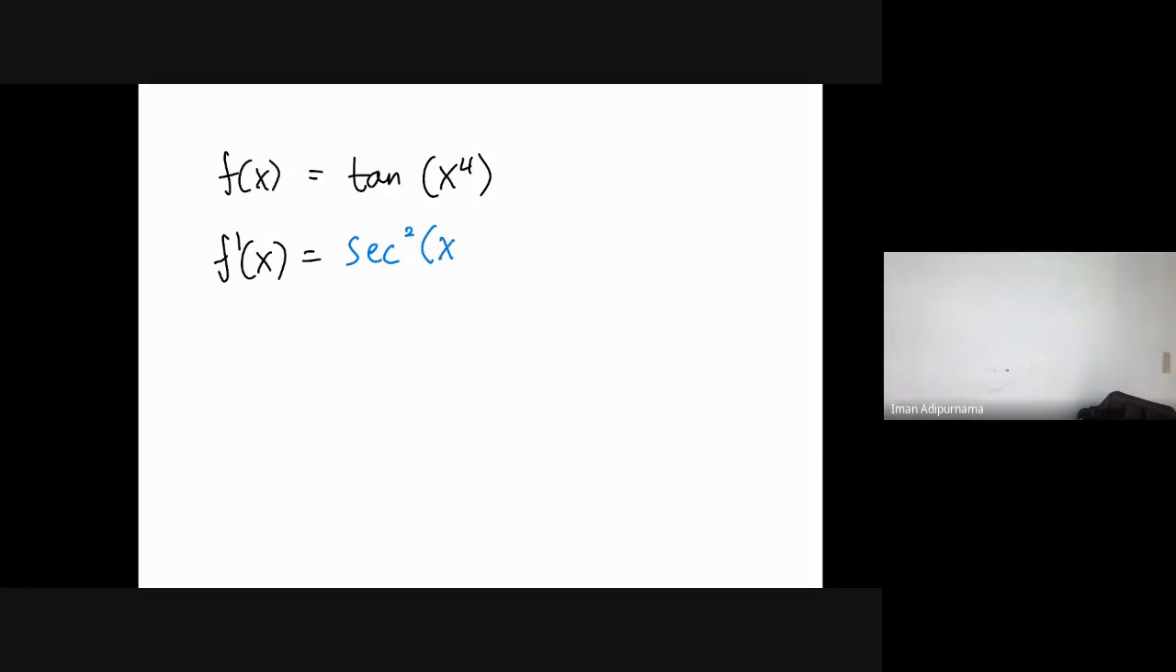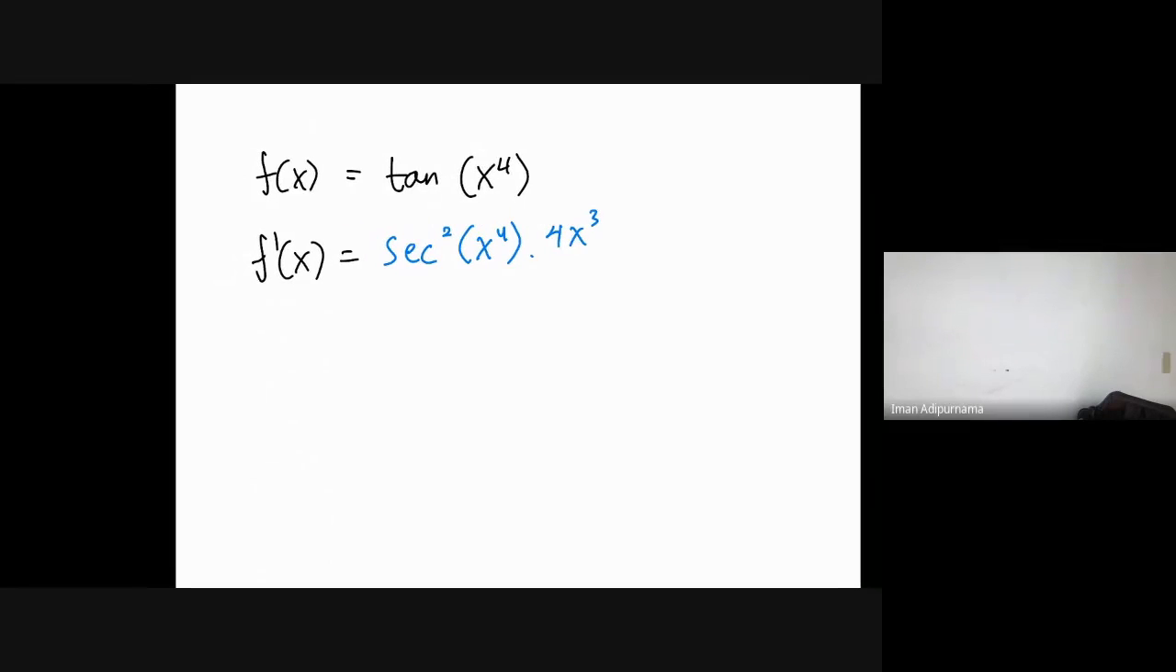Secant squared of x to the 4th, and then you multiply with the chain rule for x cubed. Okay. Now you get this idea. You have functions, you have derivatives. Okay. Let's reverse this to the original function. So to reverse, we are saying antiderivative, or we can just use the notation of integral. Okay, let's write the whole thing here.